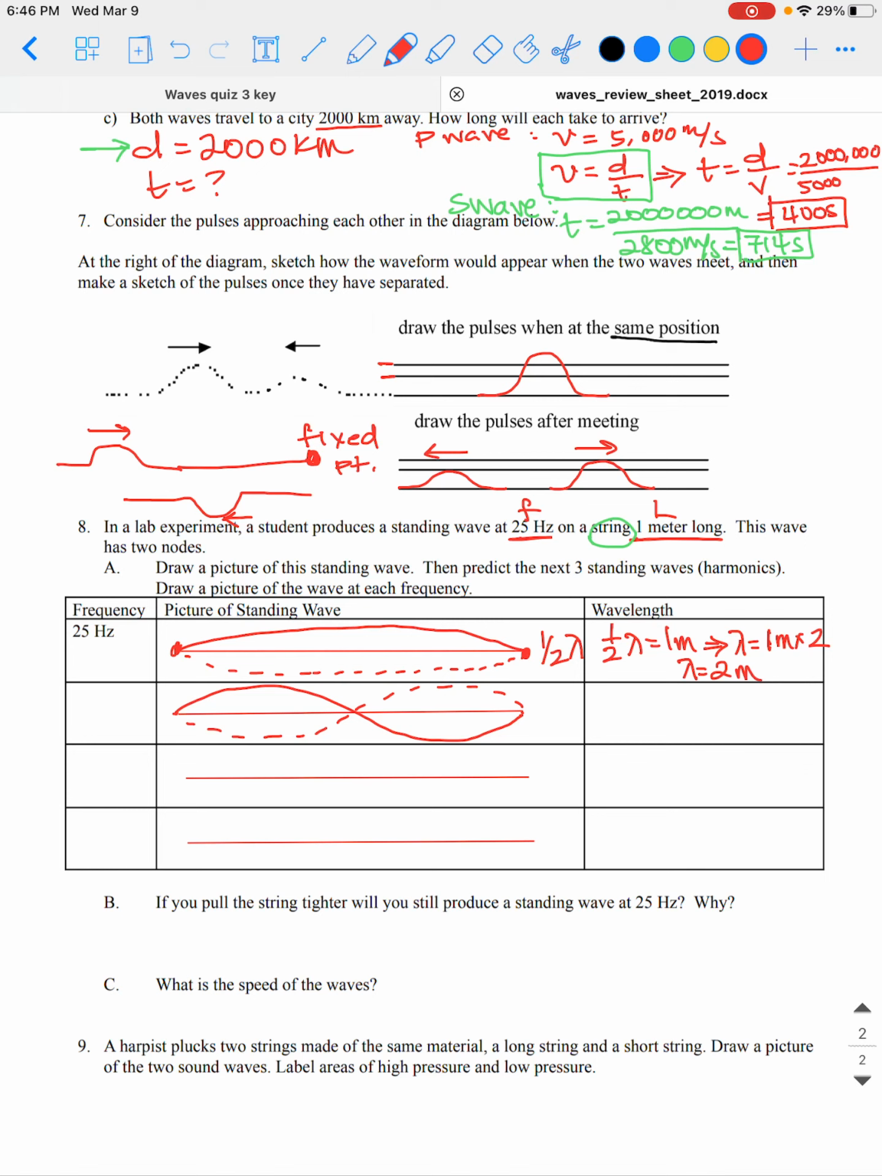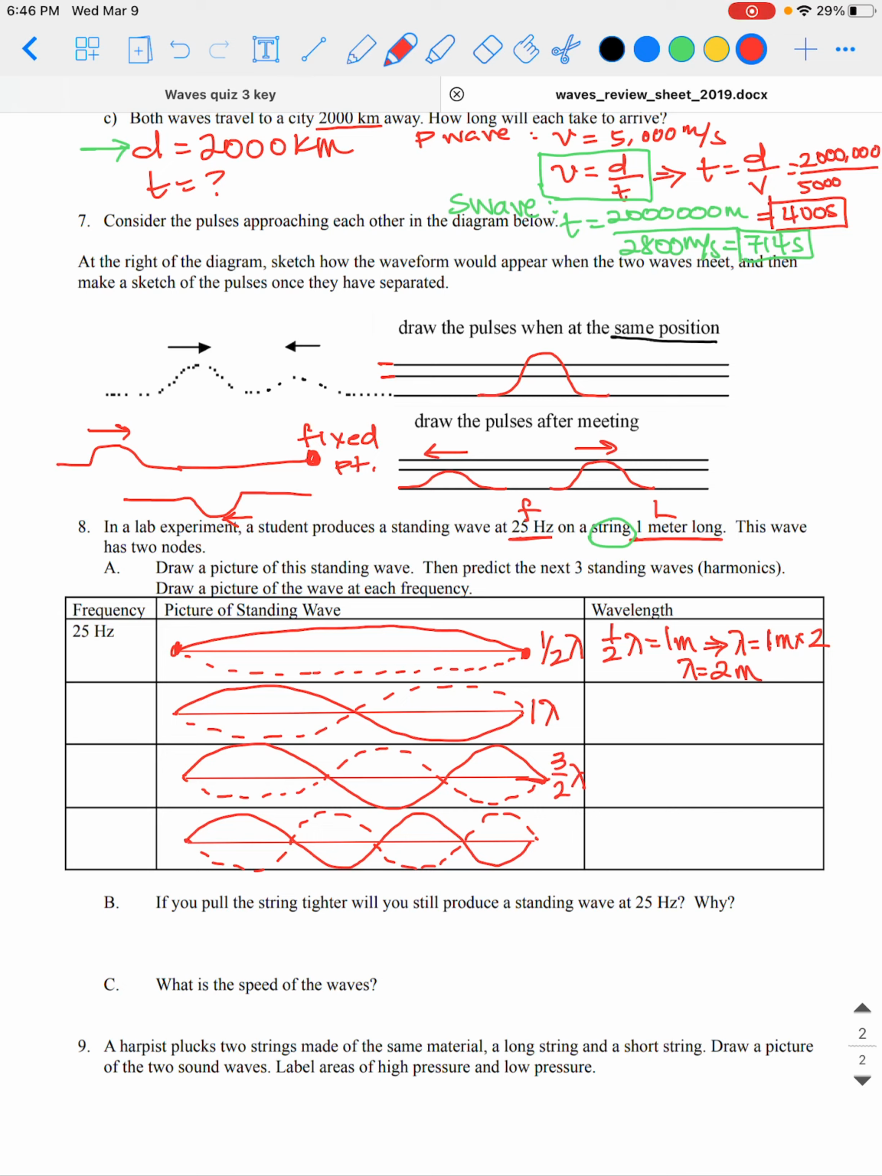This is going to be 1 wave. I'm going to have 4 nodes now. So 2, 3, 4. Just extend this a little more. And then here I'm going to have 5 nodes. 1, 2, 3, 4, 5. So this ends up being 1.5 waves or 3/2 of a wave.